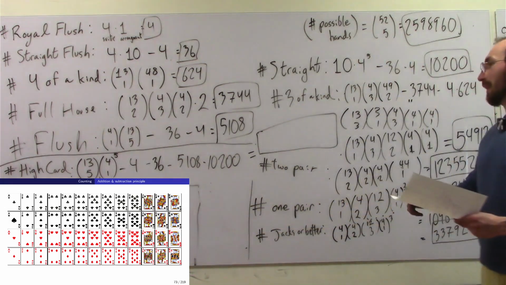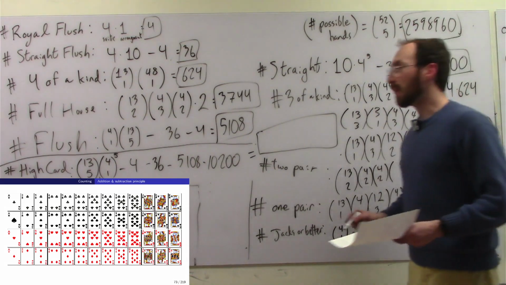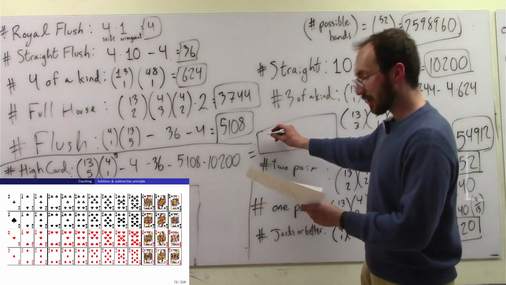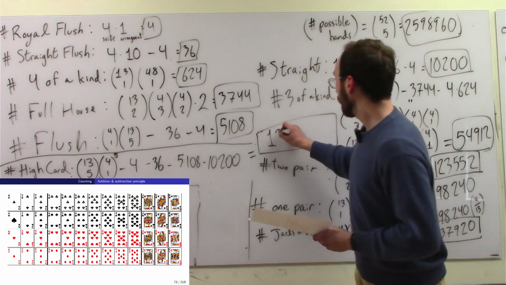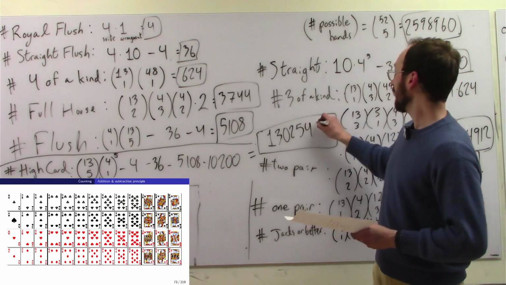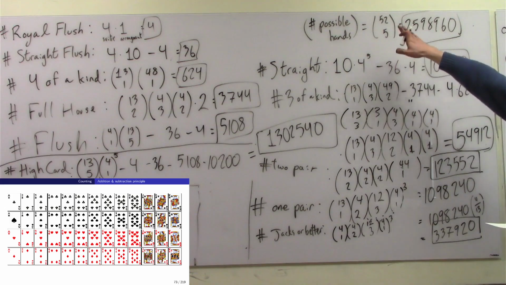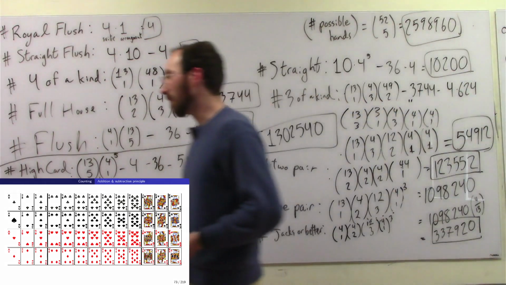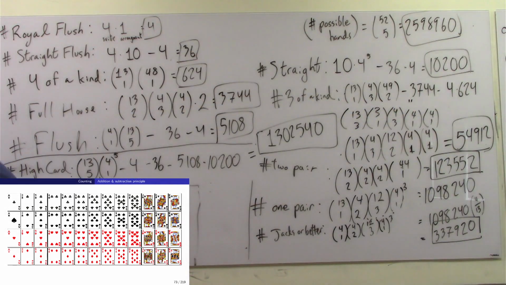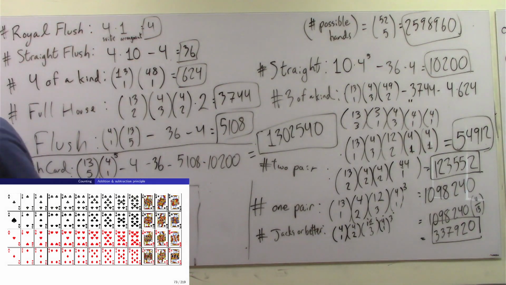Compared with one pair, it's relatively not that much, but compared to everything else, it's actually more than half. It's 1,302,540. So comparing that to all possible hands, the way we've set up our rules is actually kind of nice, I guess, because it's not much more, but it's just enough to be out of your favor.